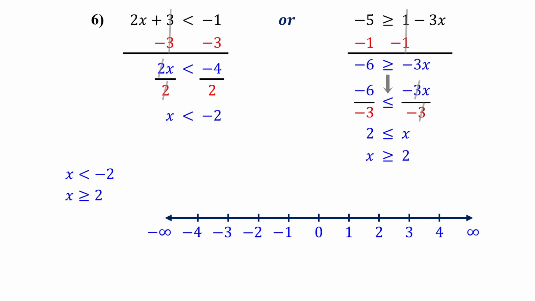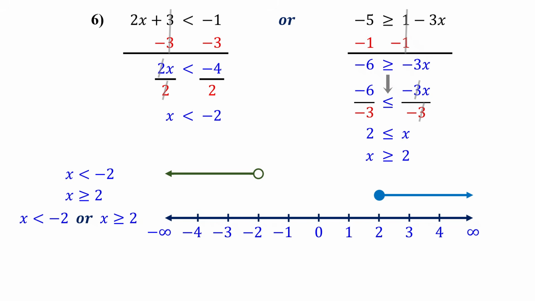Great! The next step is to graph each solution on a number line. For x is less than -2, mark an open circle at -2 to show it's not included. Then shade to the left to show all the numbers smaller than -2. For x is greater than or equal to 2, mark a closed circle at 2 to show it's included. Then shade to the right to show all the numbers bigger than 2. Makes sense so far, right?